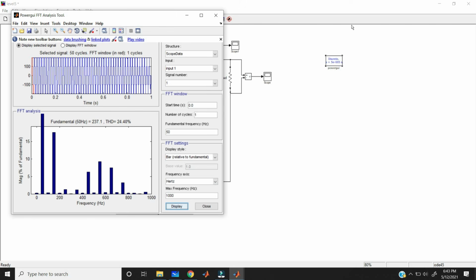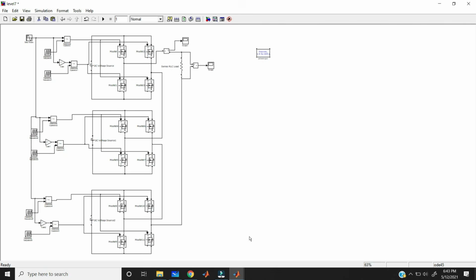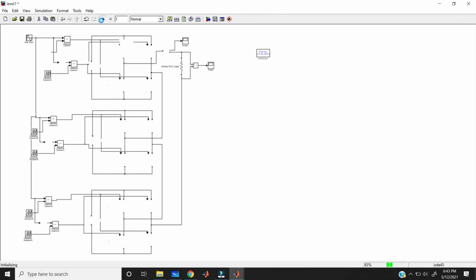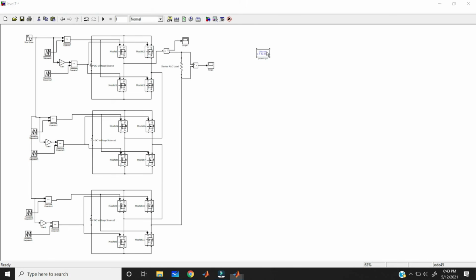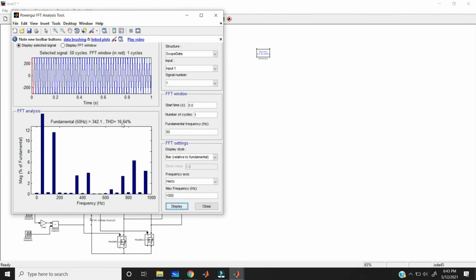Okay. If you further increase by 2 levels, means if you go to the 7 level inverter, again you need to run and do FFT analysis, then you can get the THD as 16.64. Here in 5 level we are getting 24%, but in 7 level we are getting only 16%. Means here harmonics is reducing, means quality of waveform is increasing. That is the difference between normal level and multilevel inverters.